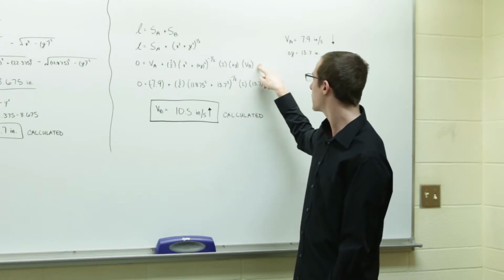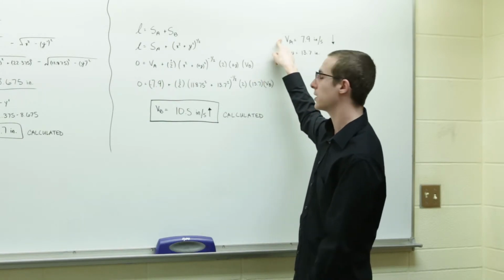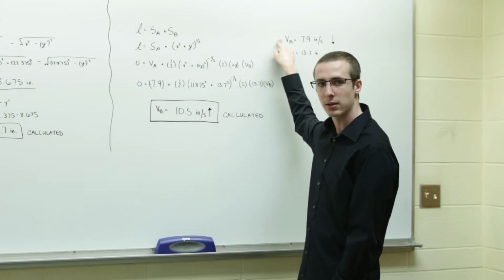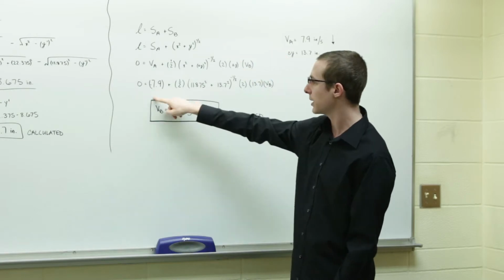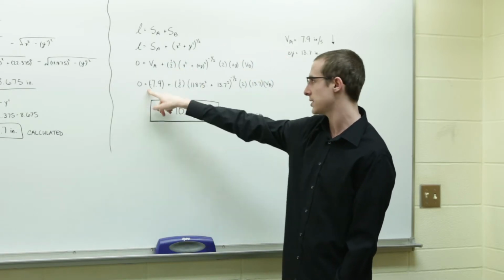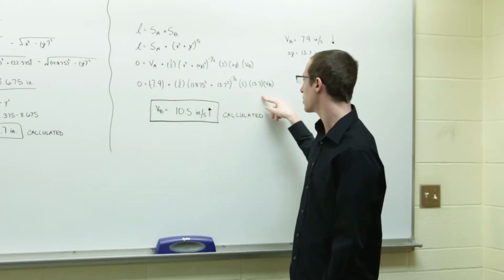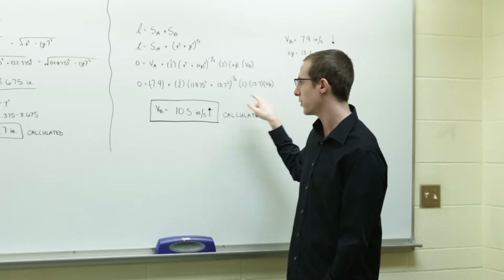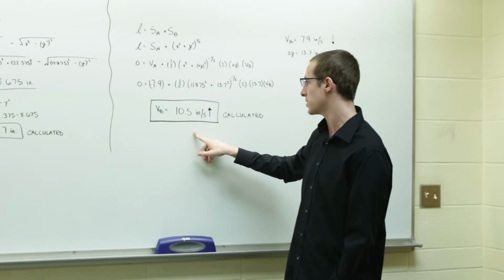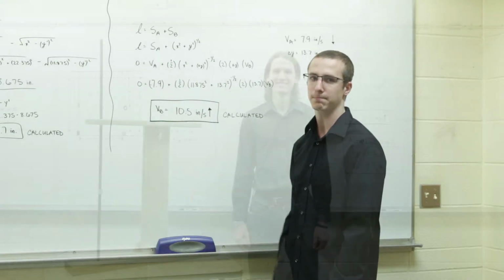Given that, we can take the velocity of A, which we derived from our testing, and we calculated it to be 7.9 inches per second. When we plug that in, it's in a downward direction, so it's negative. We plug that into the equation along with the other variables we determined earlier and solve for the velocity of B, which is 10.5 inches per second going up.